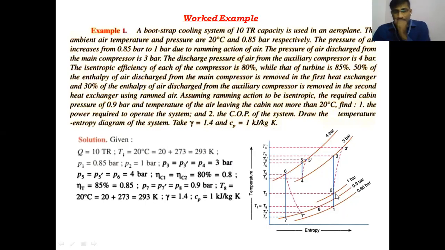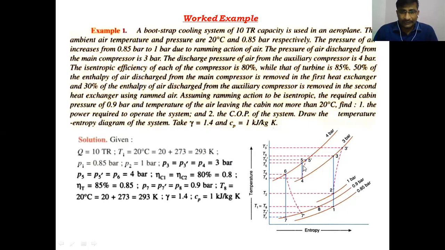From there, the air is compressed. From 2 to 3 is isentropic compression in the main compressor. 2 to 3 dash is the actual compression in the main compressor. The air condition after the compression process is at 3 dash. From 3 dash, it is cooled in the first heat exchanger at constant pressure. This is the constant pressure line. So this cooling process at constant pressure goes up to 4. This is state point 4 after the heat exchanger.